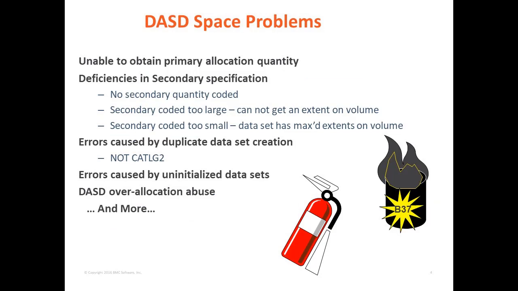DASD space problems are caused by a variety of conditions. No secondary coded or coded incorrectly, allocating duplicate datasets, datasets that have been allocated without an end-of-file marker, over-allocated datasets, and many other contributors.